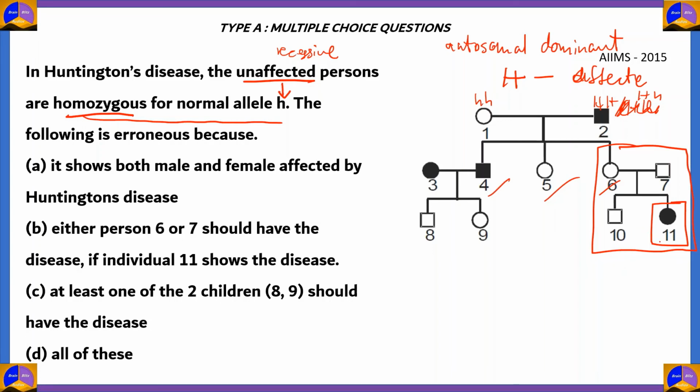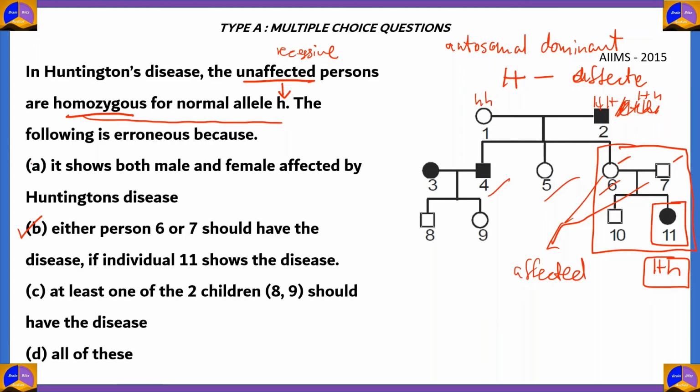in order for this to happen, at least the genotype should be HH. And this should happen when either 6 or 7 is affected. And so we can find out that either person 6 or 7 should have the disease for individual 11 to show Huntington's disease because it's autosomal dominant. So that is the right option when you analyze this diagram.